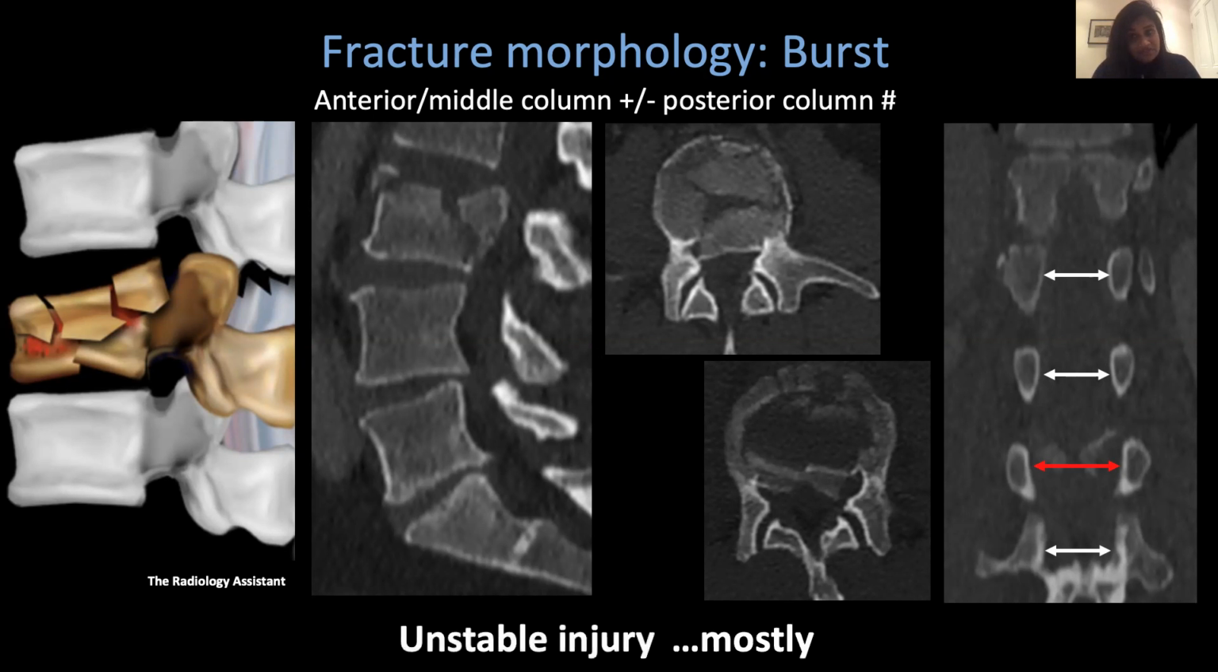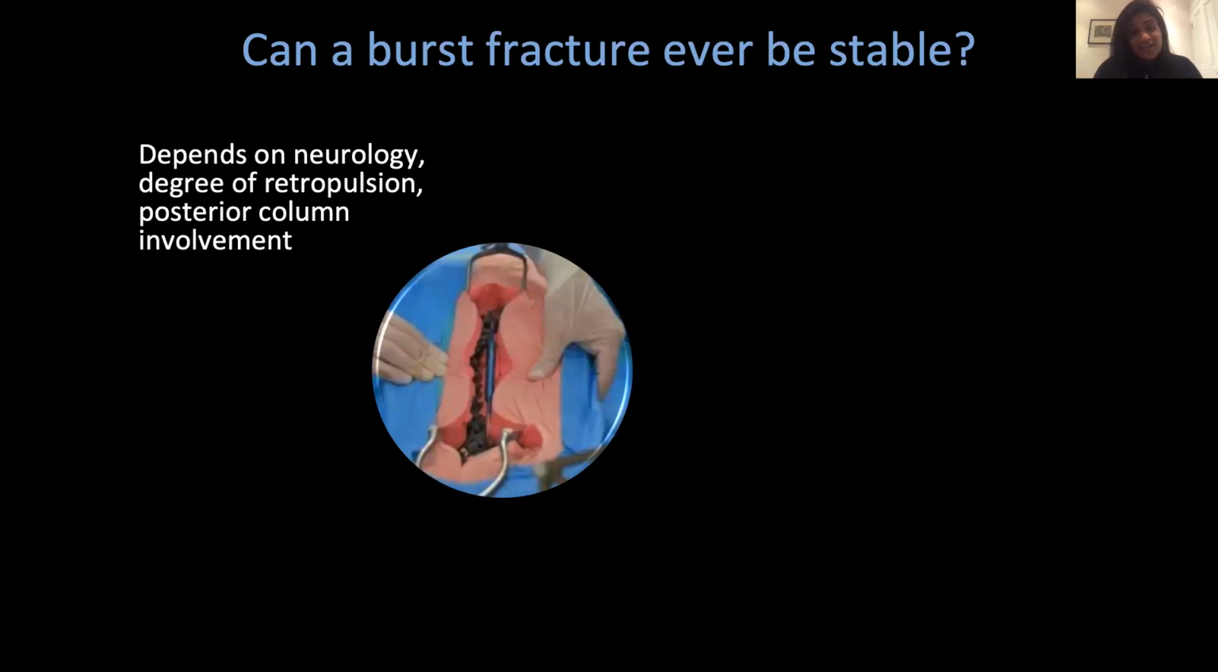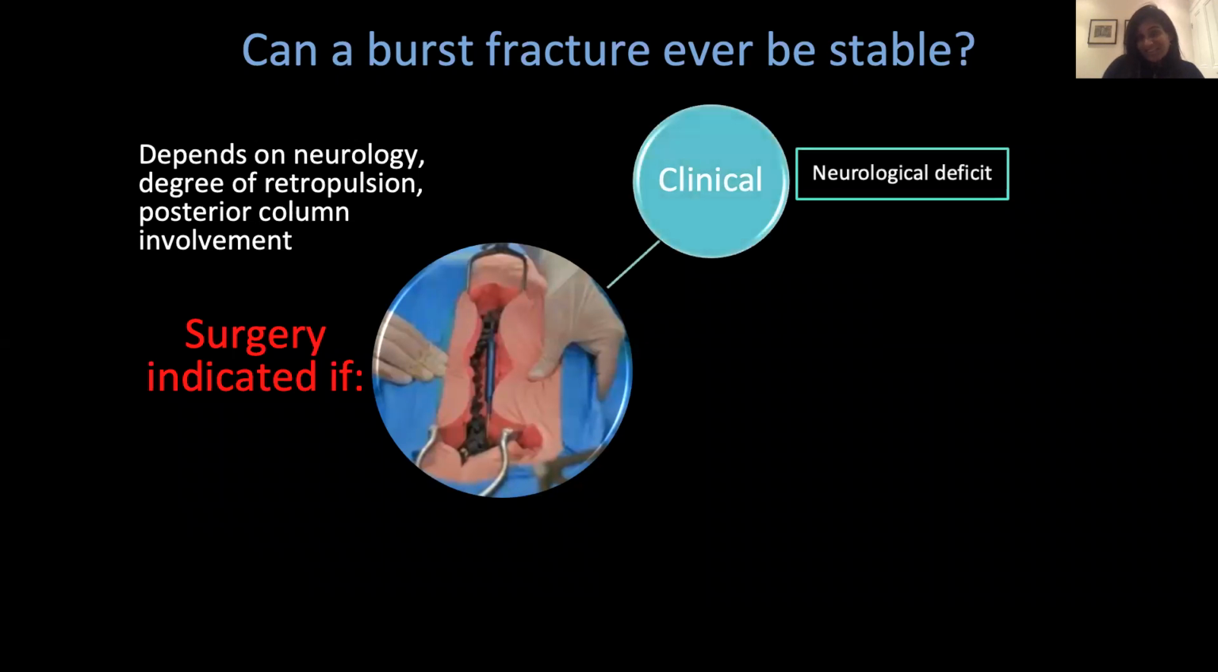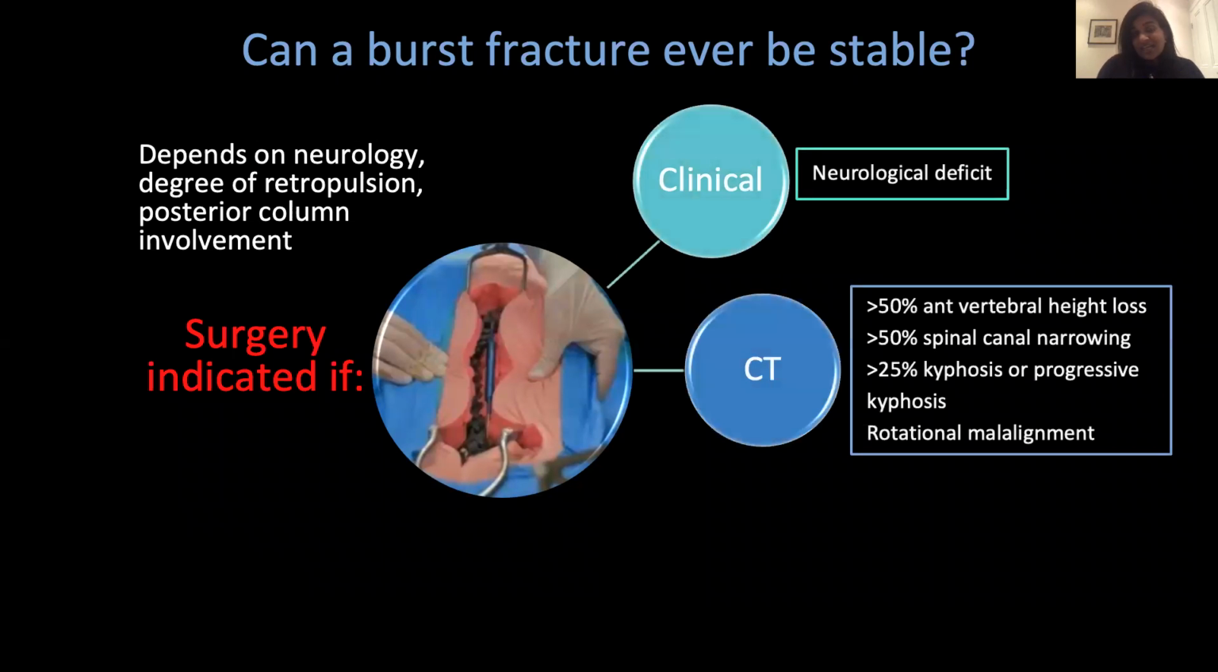It's mostly an unstable injury. So can a burst fracture ever be stable? Well, that depends on what the patient is doing clinically, if there's neurology, on the degree of retropulsion and posterior column involvement. So clinically, if there's a neurological deficit, they're likely to go for surgery.